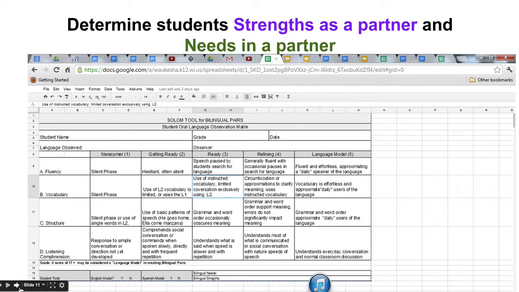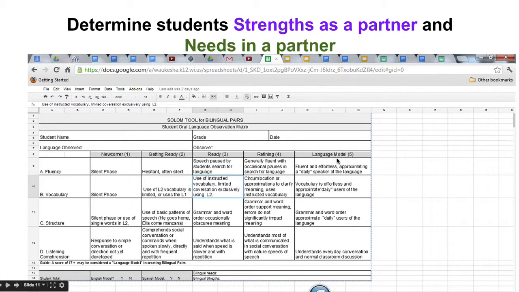Here's an example of the SOLOM tool. The SOLOM tool asks you to please record the student's name, the language in which you are observing them, their grade, the date, who you are, and we'll be looking at things like fluency, vocabulary, structure, and listening comprehension. Students will move across a continuum from a newcomer to the language all the way over to a language model.